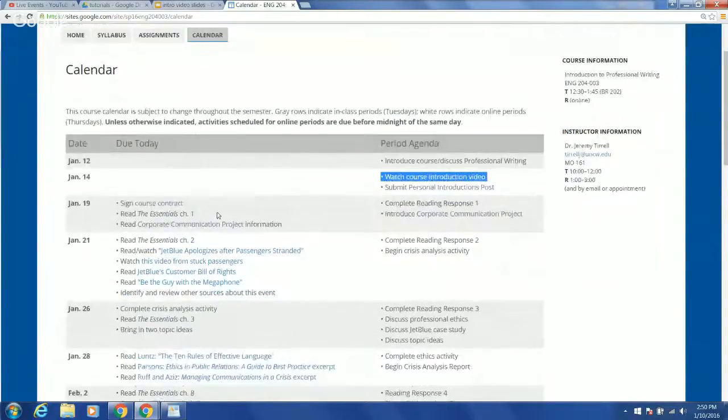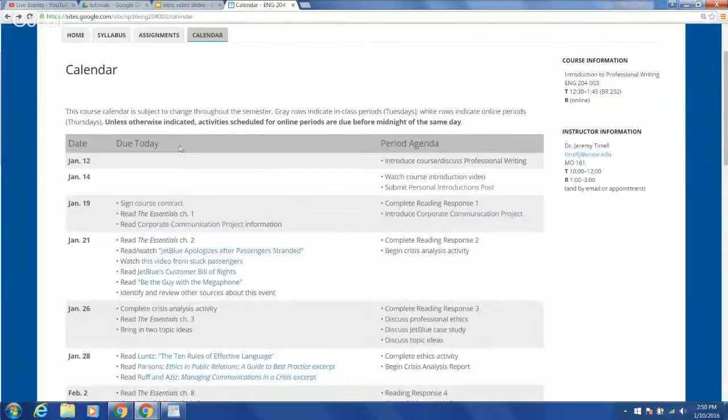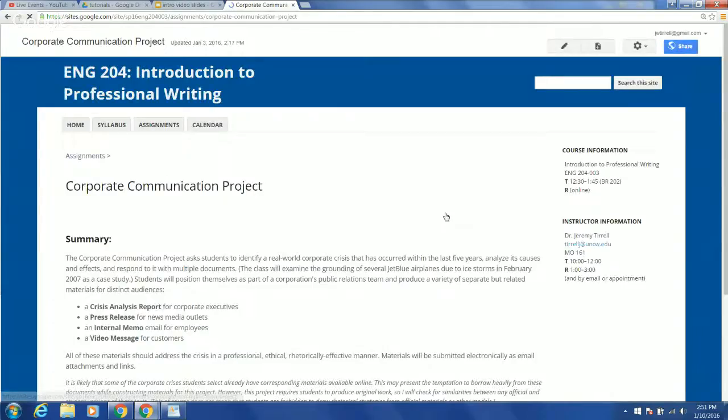You can see for next Tuesday, the 19th, what's due on that day. You need to sign the course contract, print it and sign it. You need to read the first chapter in our textbook, the Essentials Chapter 1, and you need to read the linked corporate communication project information. Then you can see the period for that day. The agenda is to complete our first reading response. That means we'll be taking a quiz over Chapter 1, and then we're going to introduce the corporate communication project and get started on that.